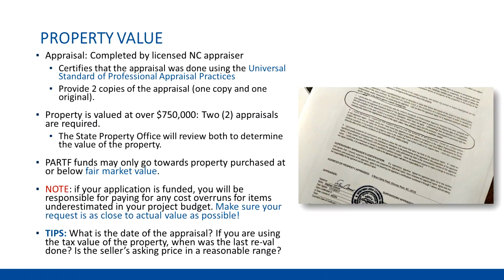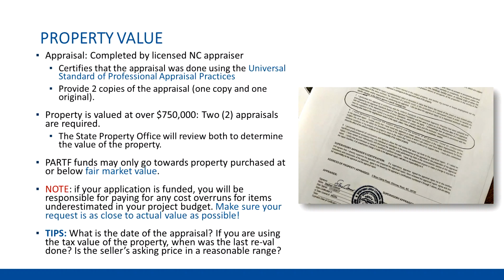So when we look at property value, the appraisal must be completed by a licensed North Carolina appraiser. They must be certified with Universal Standard of Professional Appraisal Practices. So the appraiser must be qualified to do that, and they must certify that the appraisal was done using those practices. So those are the methods used. You need to provide 2 copies of the appraisal, 1 copy and 1 original.